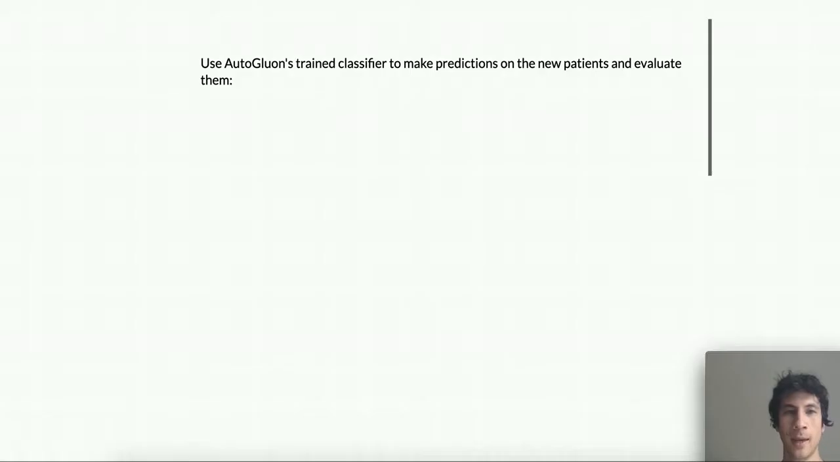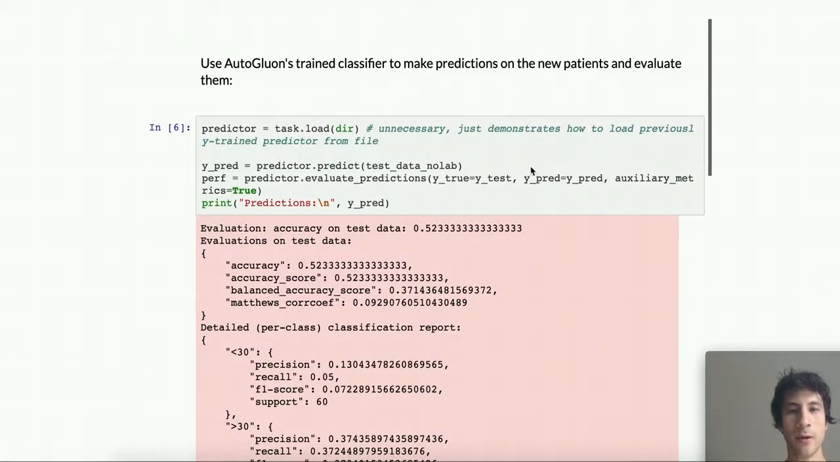Now let's use AutoGluon's trained classifier to make predictions on the new patients and evaluate how well it was actually able to predict whether or not each patient needed to be readmitted to the hospital after their stay. Here we first reload the predictor object from the output directory that was previously specified during task.fit. This is actually unnecessary here because we're still in the same Python session, but it just shows you how you would do this if you wanted to produce predictions in a new Python session. Maybe you're deploying your models on some separate server.